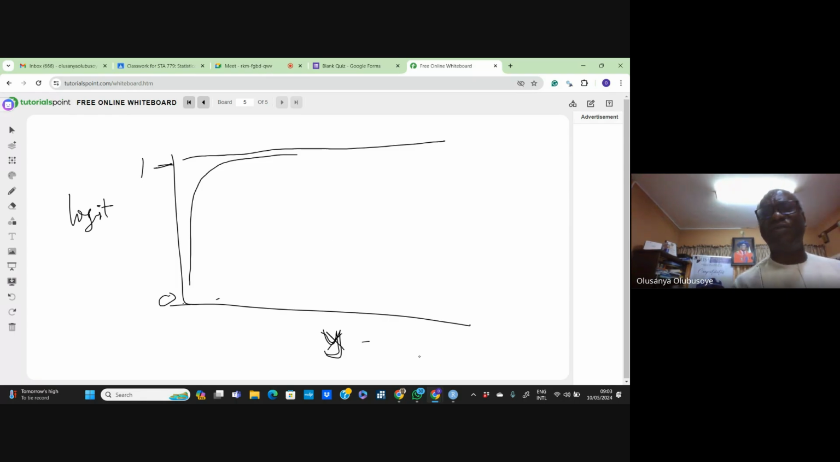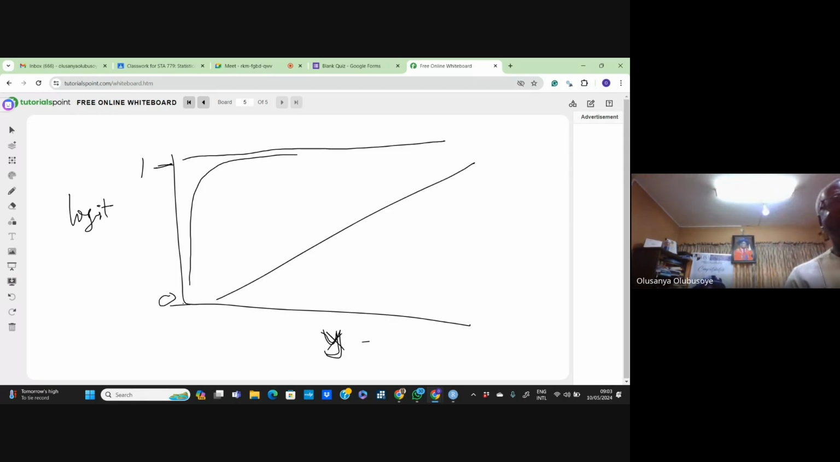A linear function will go straight like this. A linear function will go straight, either upward from left to right or downward from left to right, whichever is the case. And a linear function can take any value on the continuous scale. It can be negative, you know.